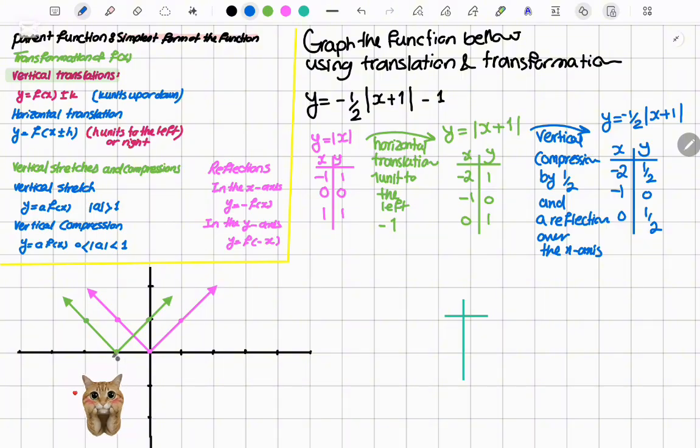So I have -1 and 0. It's going to be over here. I have -2 and half, so it's going to be over here. This is going to be half. And then I have 0 and half. It's going to be here. Let's plot the points and see exactly what's happening.